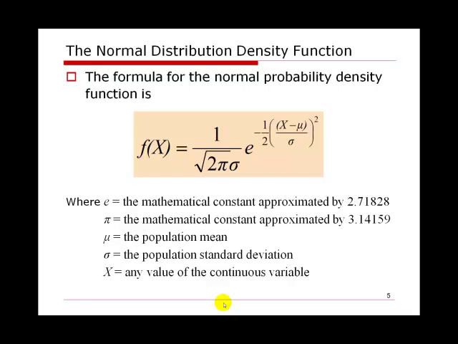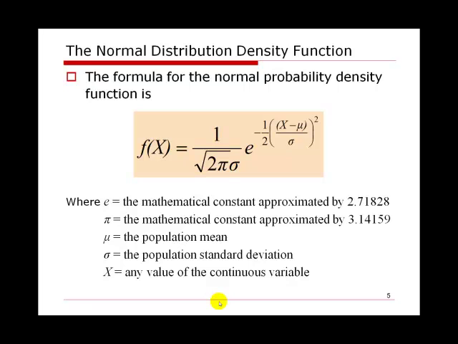We can see here we have a few parameters. We have pi, we have sigma, we have e, we have x, we have mu. Now, among these parameters, two of these parameters are constant. The value e, which is the natural logarithm base, which is 2.71828. Pi is a constant, and the value is 3.14159. Now, the other three are the variables.